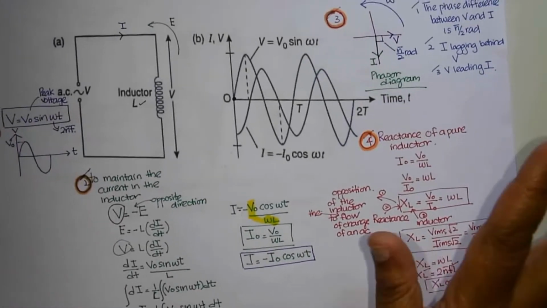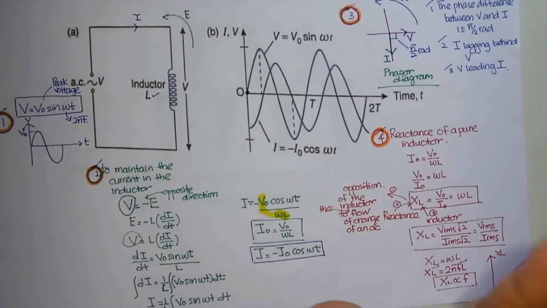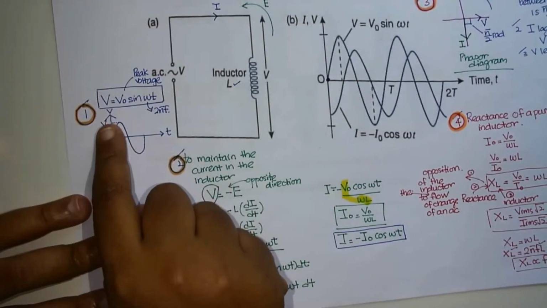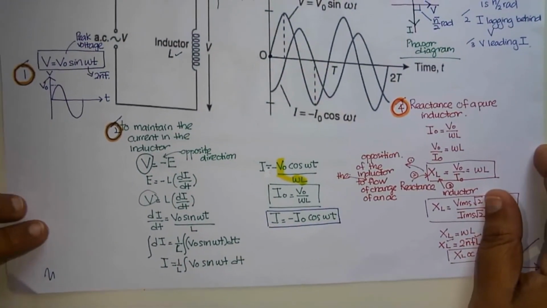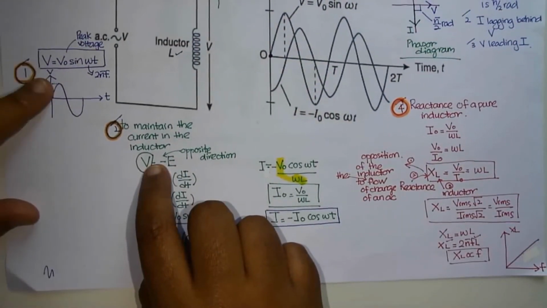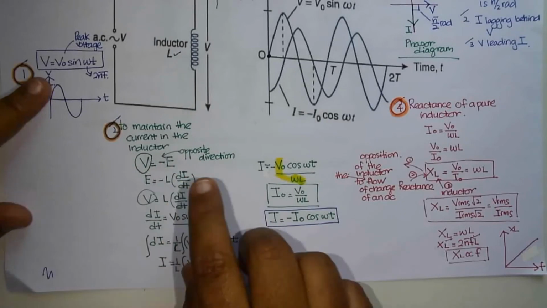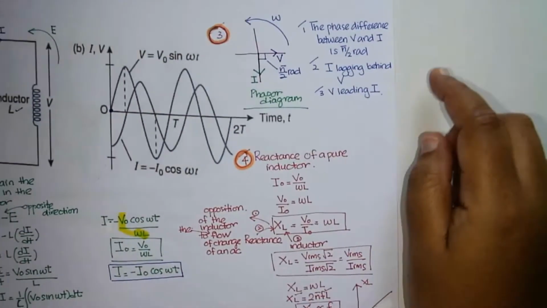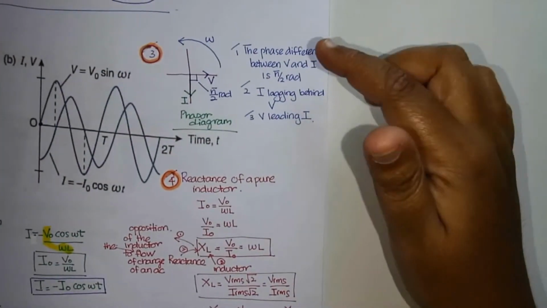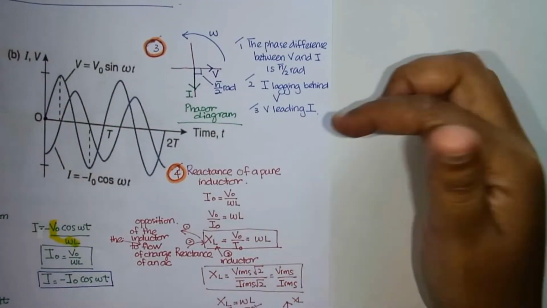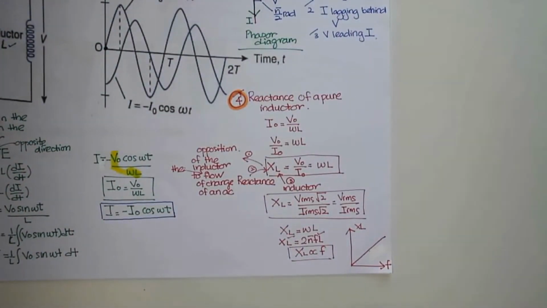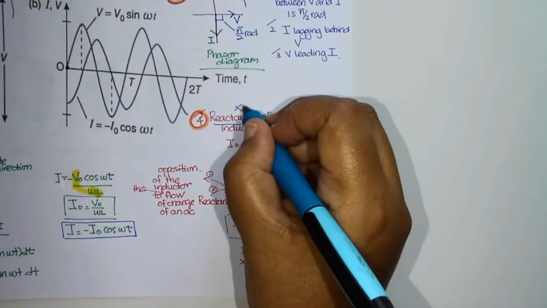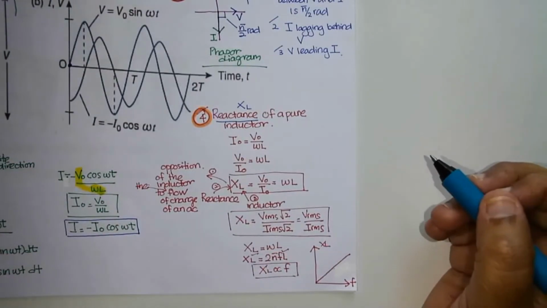So we have four important points here, class, just a summary. First, V equals V naught sine omega t, and then we derive the expression for the current from it, and we compare this V and this I by using a phasor diagram, and we can get three important pieces of information. And then we know the reactance of a pure inductor. Reactance means X, pure inductor means we have XL.